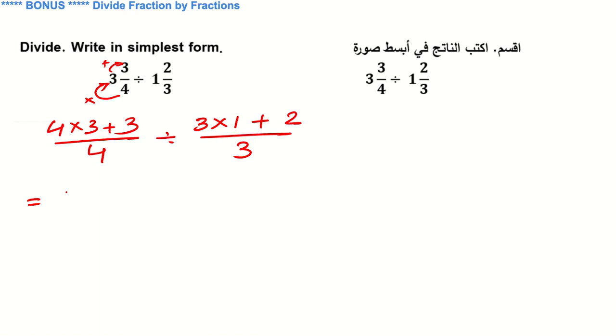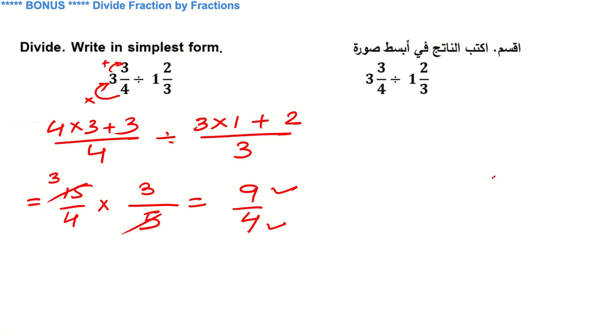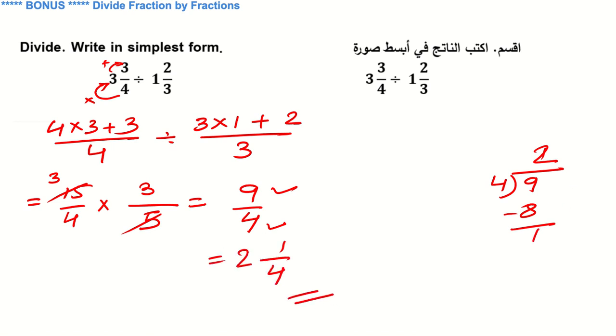Now this is 4 3s are 12 and 3, 15 over 4 times, it will be reciprocated. So 3 over 3 ones are 3 and 2, 5. Now you can see 15 can be divided by 5, it will be 3 times. So 3 times 3, 9, 9 over 4. Now this cannot be simplified further, and we can write it as a mixed fraction because the numerator is bigger than the denominator. So what will it be? 4 divides 9, 4 times 2, 8, then 1. So it will be 2 and 1 over 4. Like this you can finish the question.